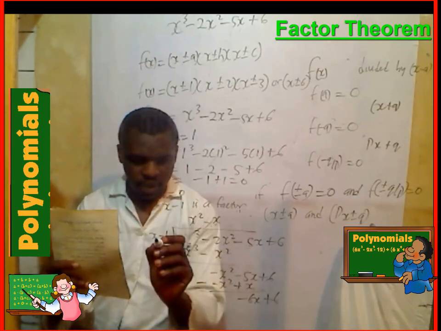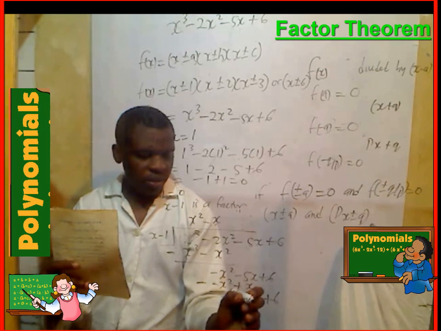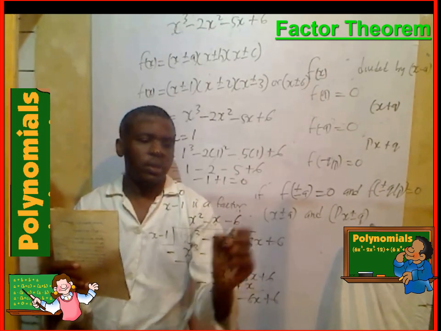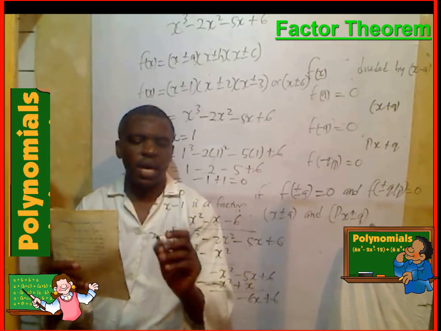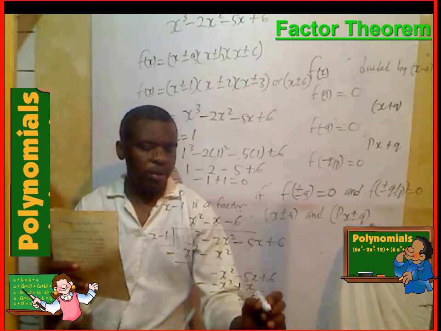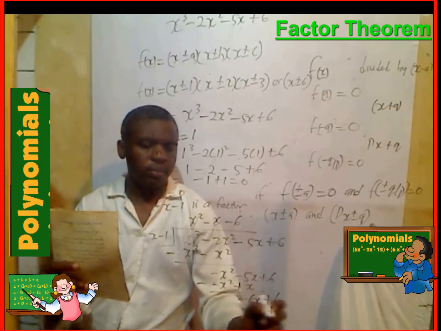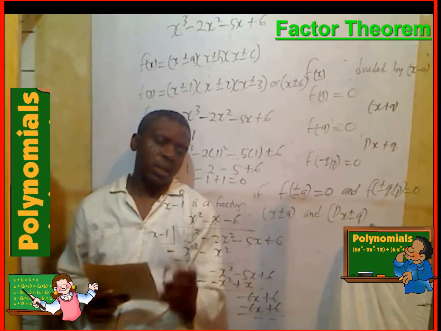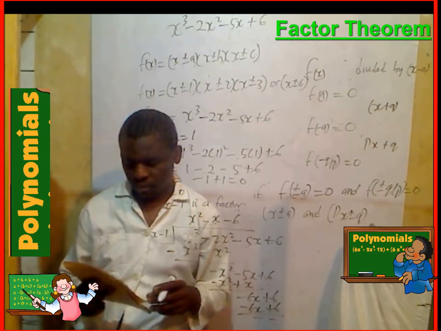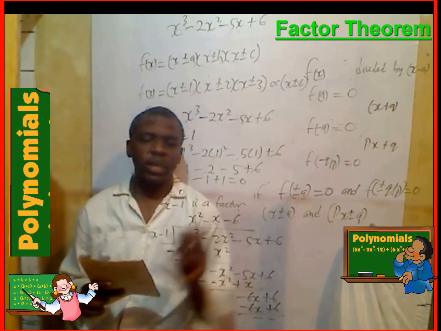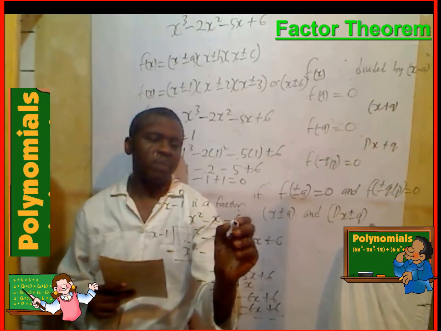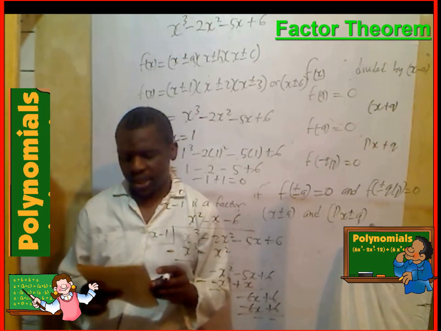What do I multiply x to get minus 6x? That will be minus 6. So minus 6 times x gives me minus 6x. Minus 6 times minus 1 gives me plus 6. Subtract. So our quotient here is x squared minus x minus 6, which is quadratic. We can then factorize x squared minus x minus 6 quadratically.